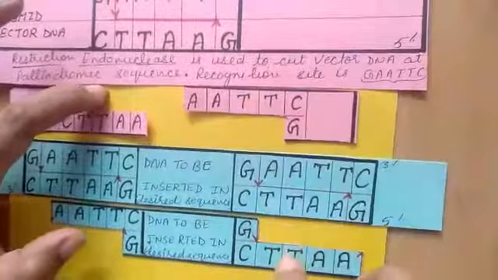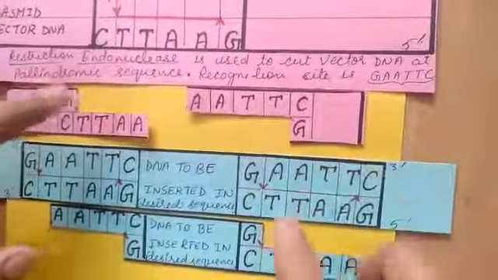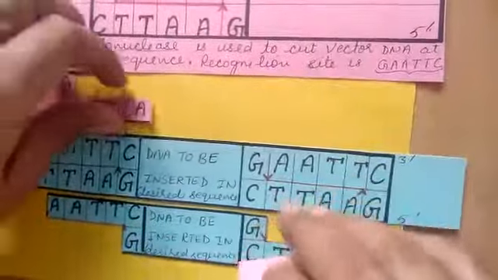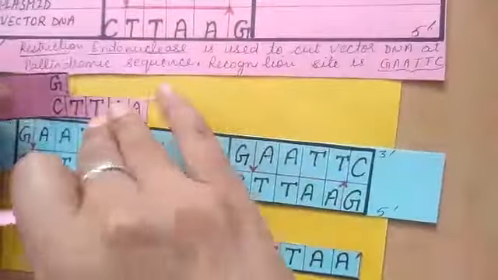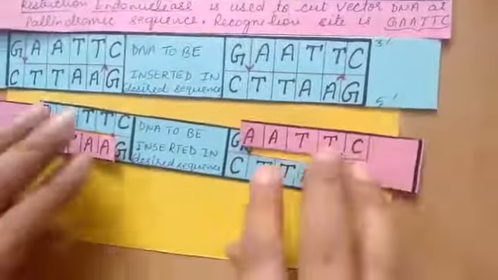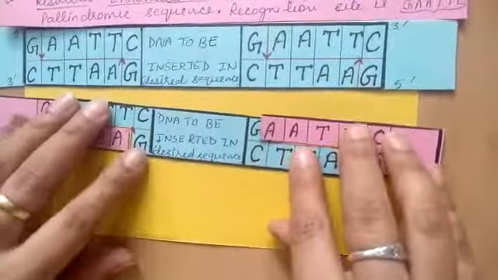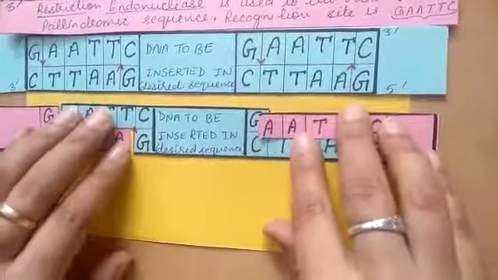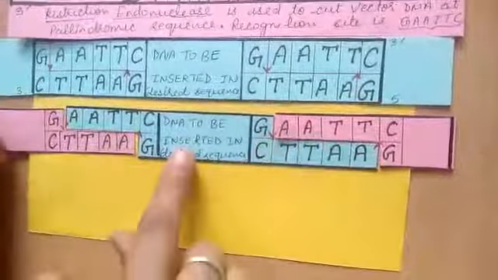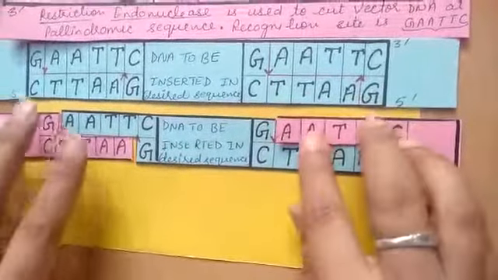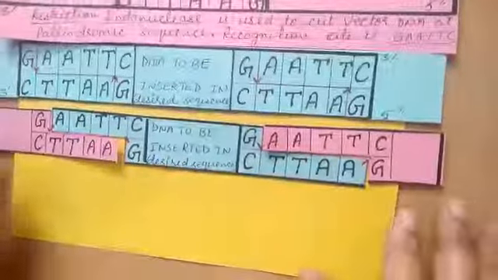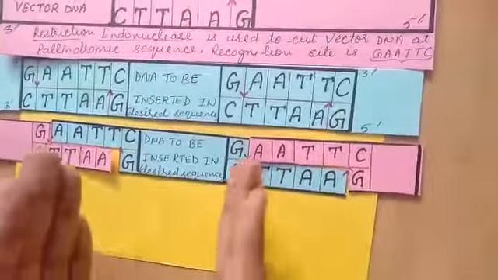Because in these two sticky ends the nucleotide base pairs are complementary, we can easily join these two sticky ends with the help of enzyme ligase, and the recombinant DNA which is constructed has the desired sequence in the center, and on both sides these sticky ends are joined, and that is how we have constructed recombinant DNA.